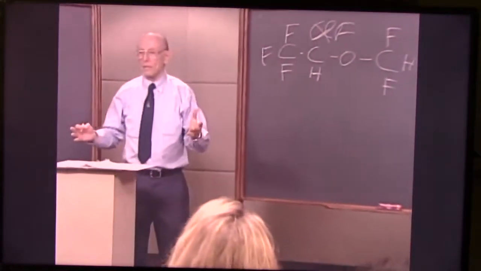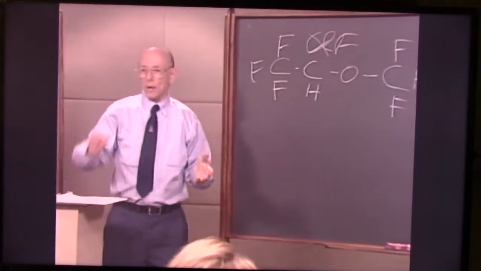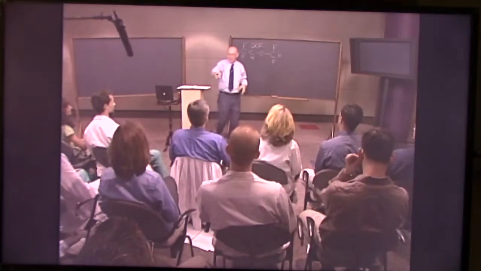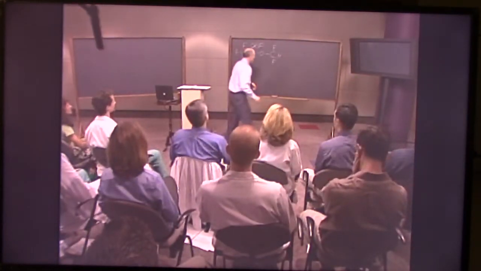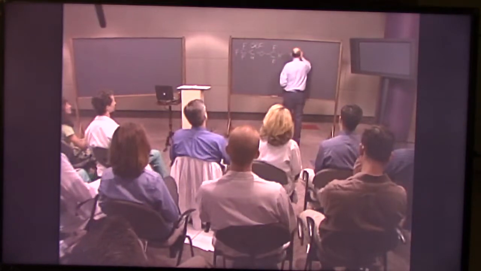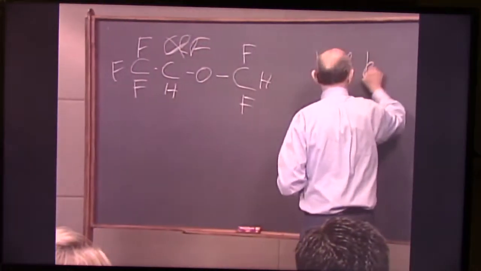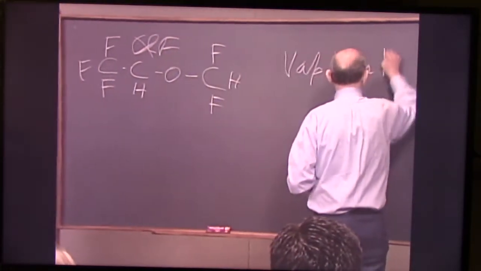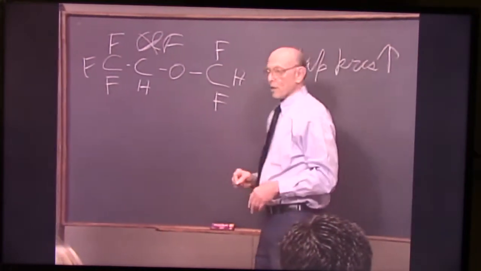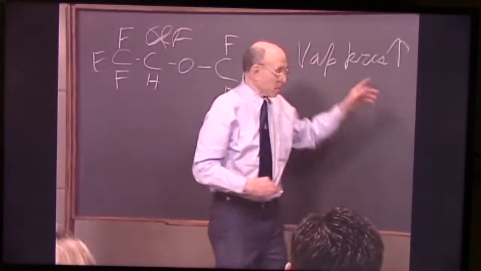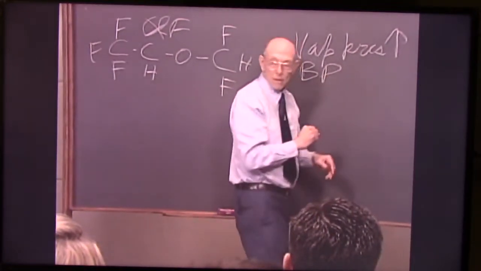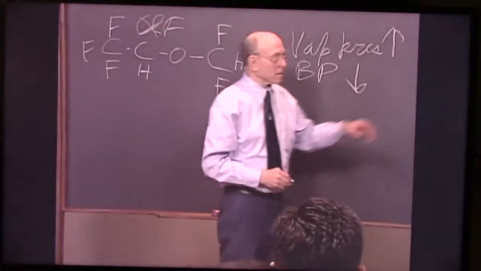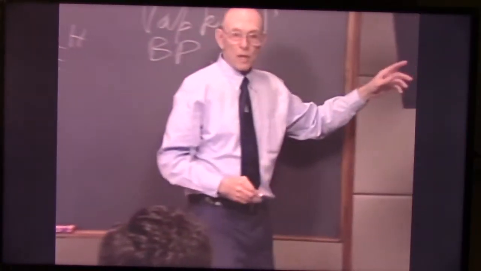And what does that do to the physical properties? It increases the vapor pressure. So vapor pressure goes up. And we had a little illustration of that. Along with the vapor pressure, of course, the boiling point goes what? Yeah, it goes down. All right. And we've got an illustration of that, which we'll see on this plasma screen.